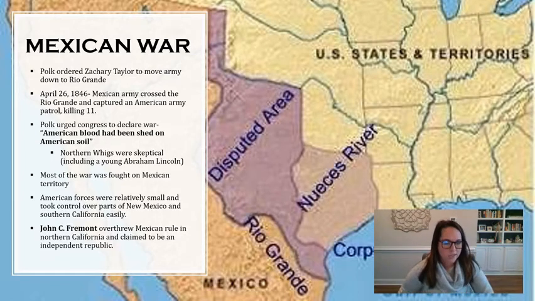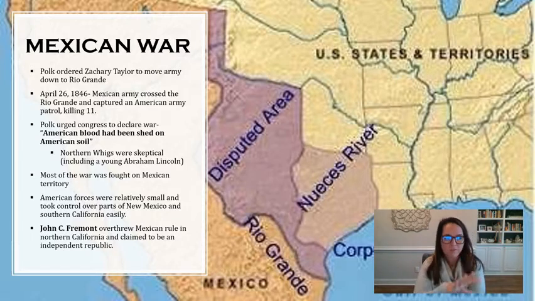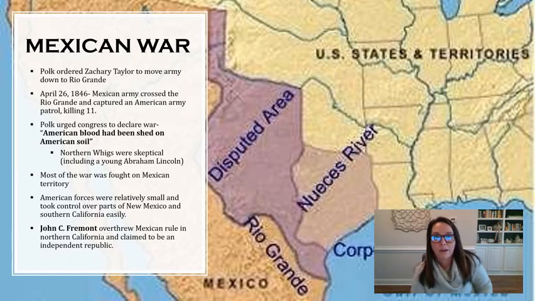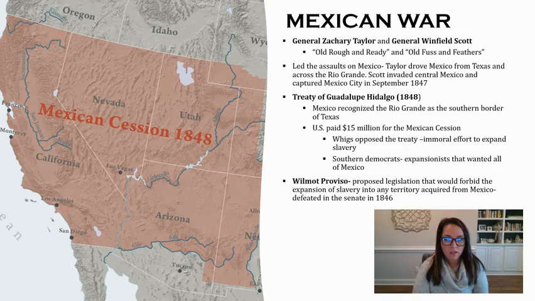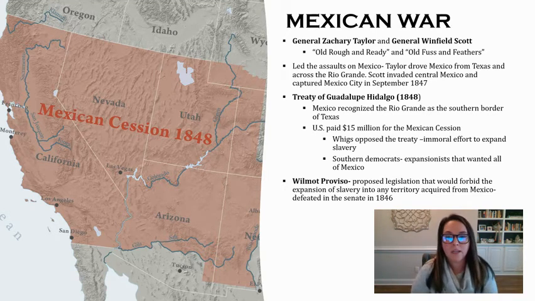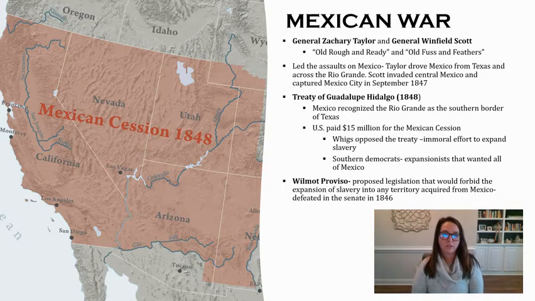So most of the war is going to be fought in Mexican territory. You don't need to know certain battles or anything like that. American forces were pretty small, took over parts of New Mexico, Texas, or parts of that disputed area of Texas pretty easily as well. John C. Fremont in California actually overthrew the Mexican government. They declared themselves an independent republic, the Bear Republic. So if you've ever wondered why there's a bear on the California flag. And then they started to move south towards Mexico City pretty quickly.